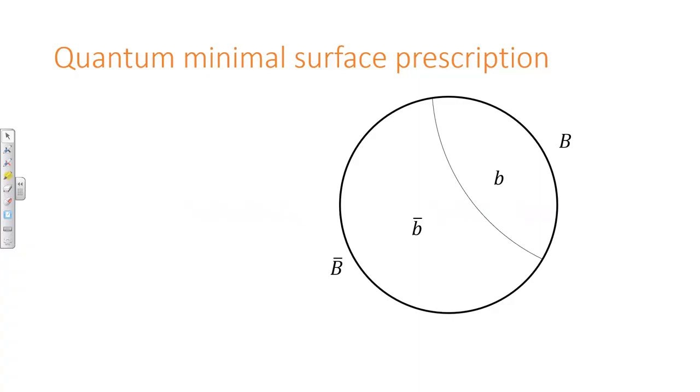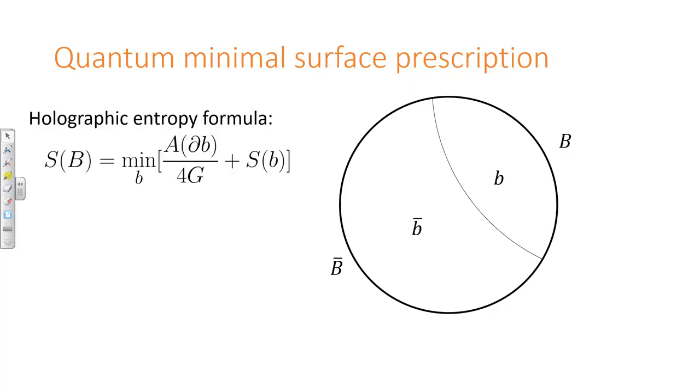Okay, so let's start with quantum minimal surfaces. This is going to be practically the only true high energy theory statement in this talk. If I have a static state or time reflection symmetric state in AdS/CFT, then on the CFT side, I can look at the reduced density matrix of some subregion of the boundary, call it capital B. And then there's a prescription, a holographic entropy formula, for what the entropy of that reduced density matrix is.